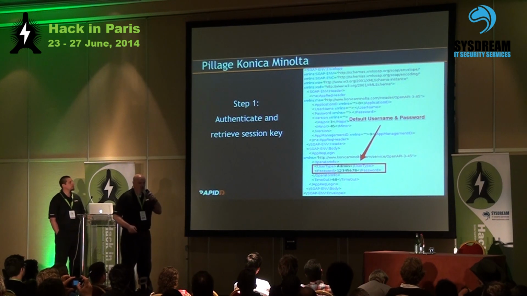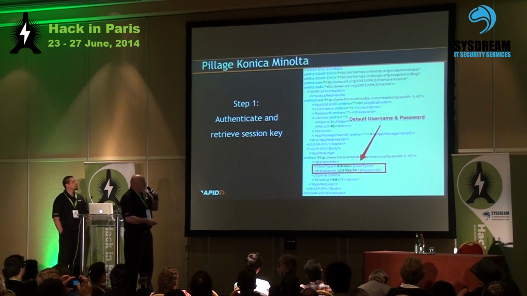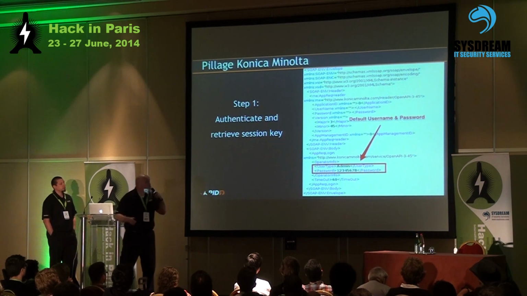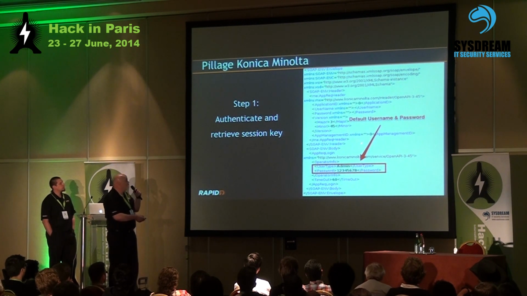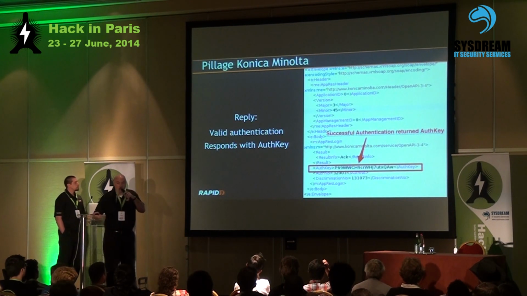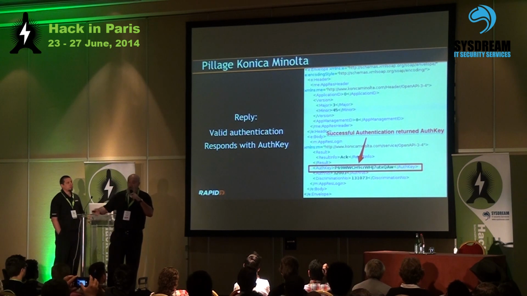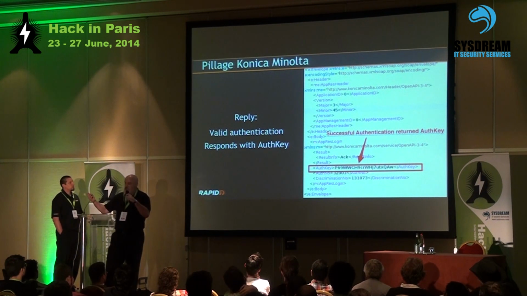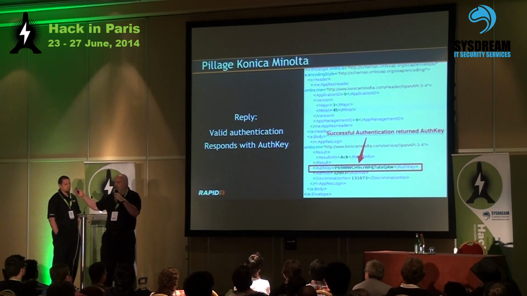What it's doing is carrying out an authentication. We have the admin and then the password of 1, 2, 3, 4, 5, 6, 7, 8, which is common for a large number of the models. And what this does is give us what's known as a session key or auth key. So we send this off to the Konica printer on port 50,001, and it replies back with this SOAP response and gives us this auth key, which is basically functioning as a session cookie, for lack of better terms.